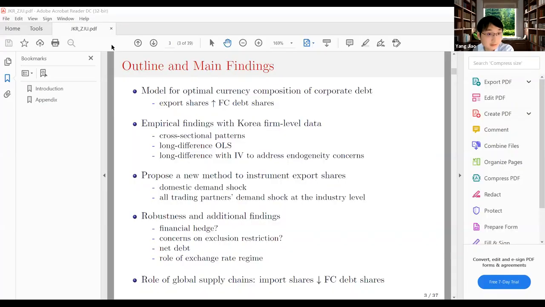Can you see my slides clearly? Not yet. Okay, let me click. So, can you see it now? Yes, we can see it.